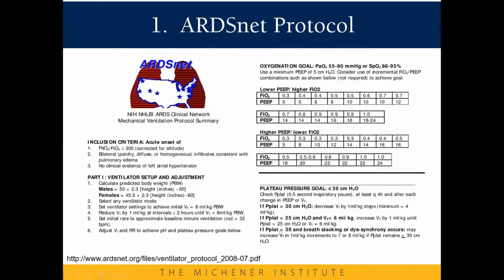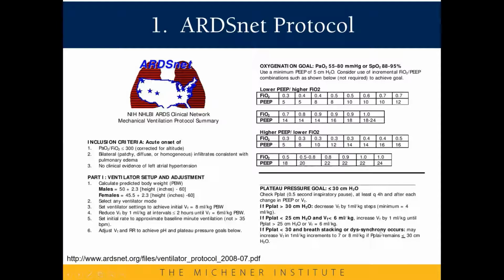Okay, if the P plat is less than 30 and breath stacking or dysynchrony occurs. So breath stacking is another term for air trapping or gas trapping. So one breath isn't finished emptying before the next breath is given. So each breath is being stacked upon each other.